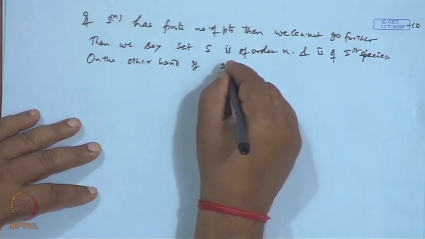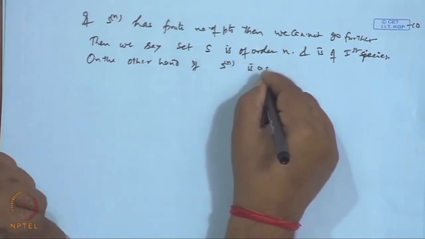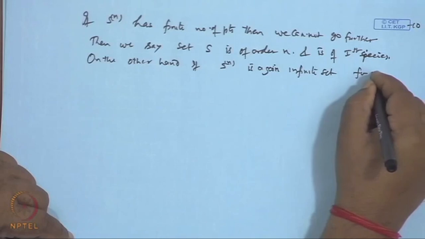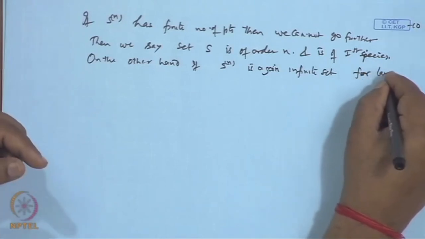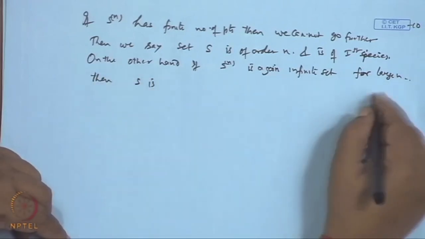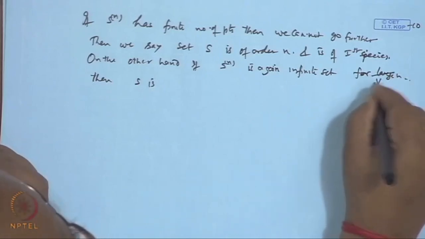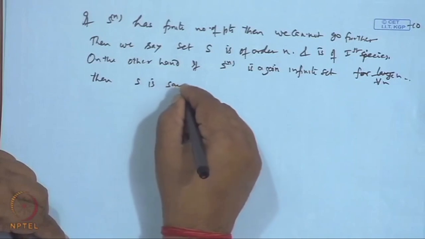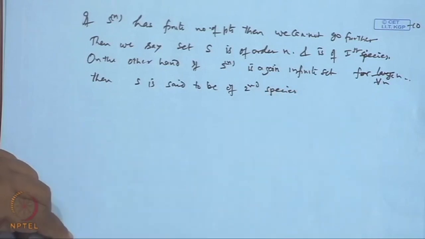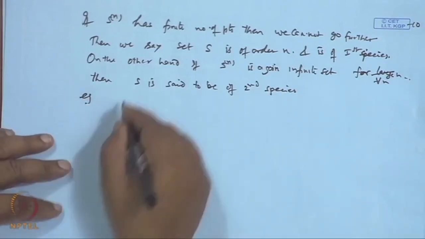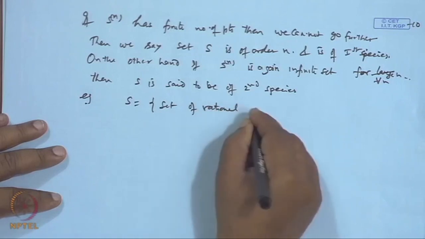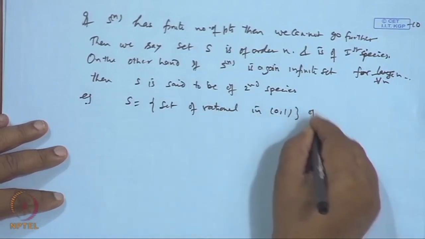On the other hand, if S n is again an infinite set for every n, then S is said to be of second species. So this is the way. For example, the set of rational numbers in the interval (0,1) is of second species.